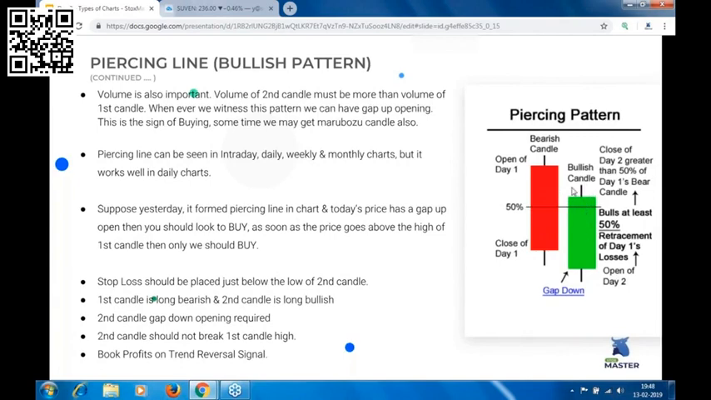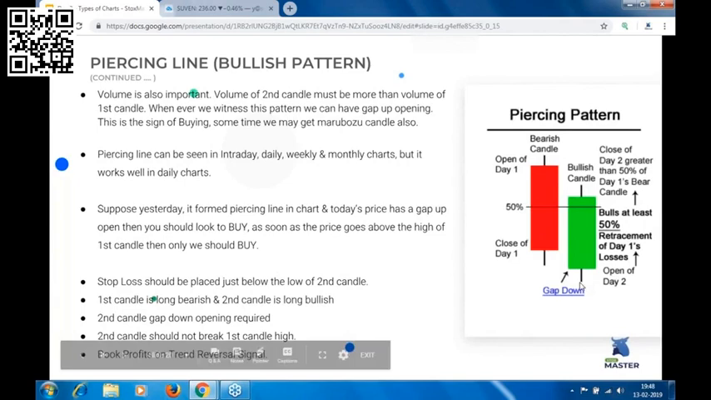Now, the entry for us in this is when the high of this candle is broken. That is the time when we will enter in the stock, and we can keep our stop loss just below the low of this candle. But in the second candle, a gap down opening is required, and good volumes are also required in the piercing line.